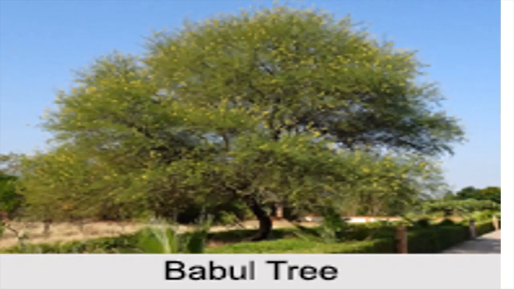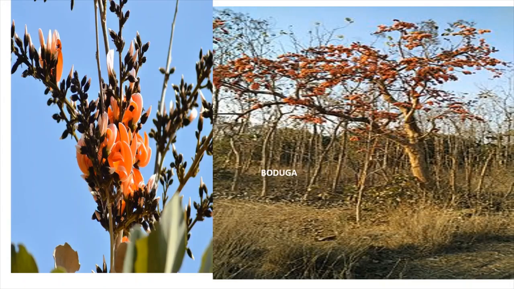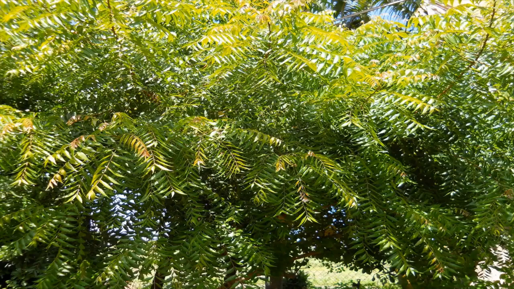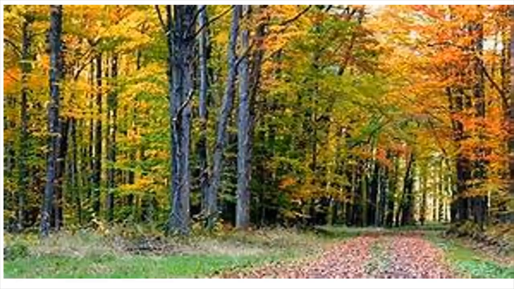And the trees we find in this type of forest are babul tree, tega, sitafal, boduga, and neem tree. And this is a dry deciduous forest, and they also shed their leaves in a particular season, and after the rainy season the leaves will grow again.